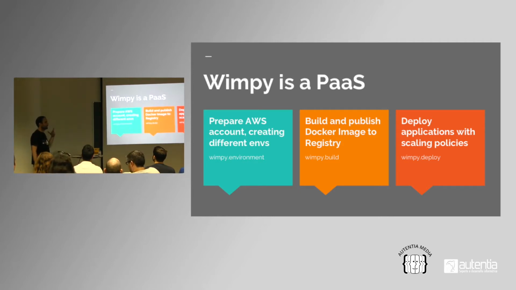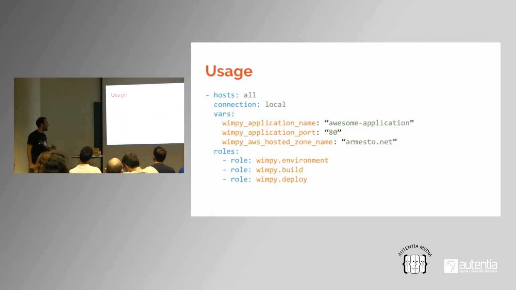The first one will prepare your Amazon account. The second will help you build your application as a Docker image, and the third one will deploy the actual application. Later on, we'll see how this works. And the code that lives in your application that configures how the application is going to be deployed is this YAML file. This YAML file is an Ansible playbook that you run. And the important parts are the roles down there, which are the parts of Wimpy that you want to execute. In this case, we are executing the 3 parts of Wimpy. And in this part above, we are setting some of the parameters that we want to tell Wimpy to use.